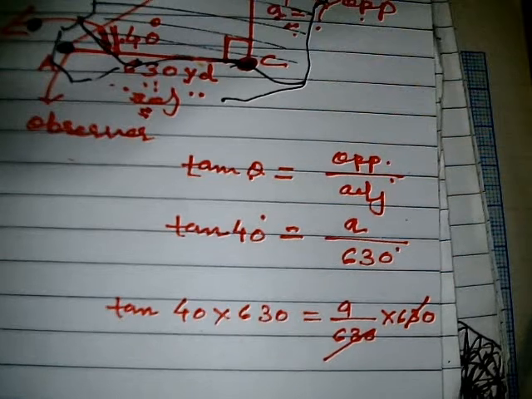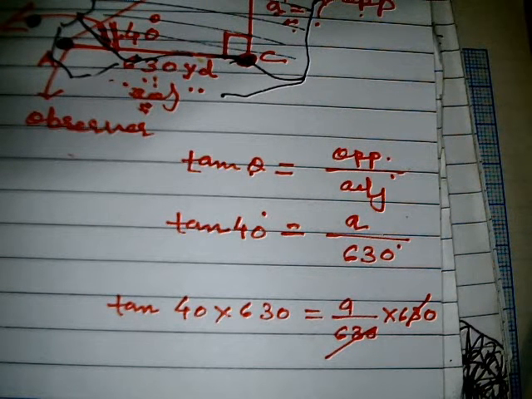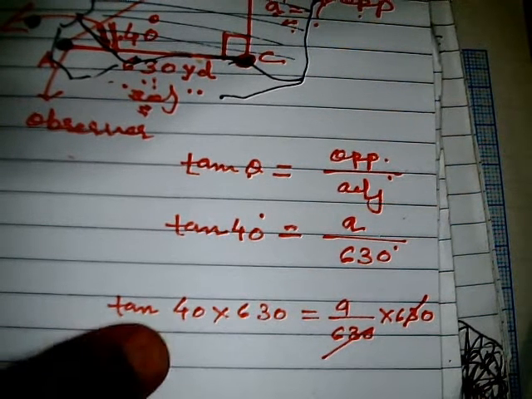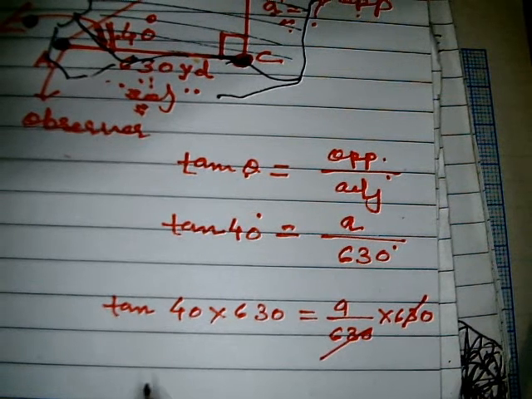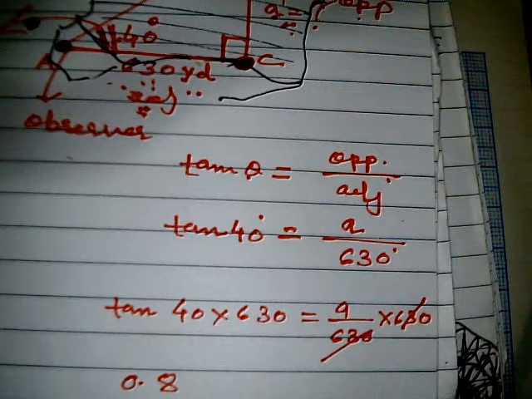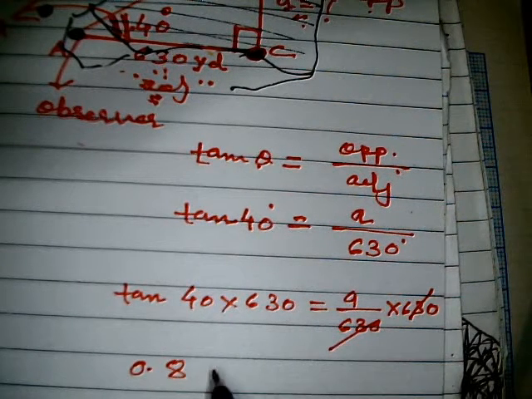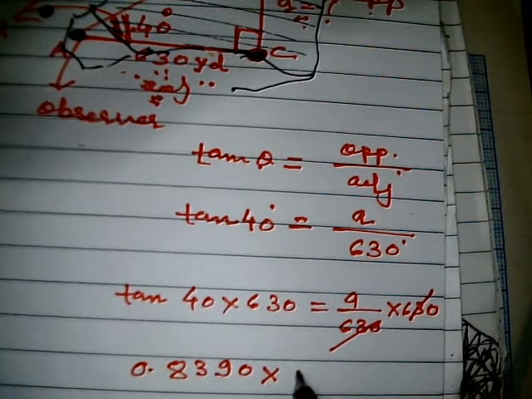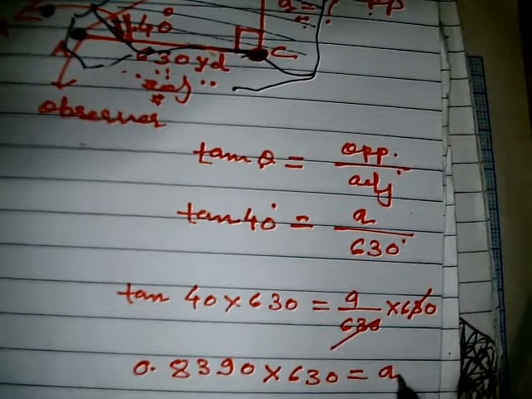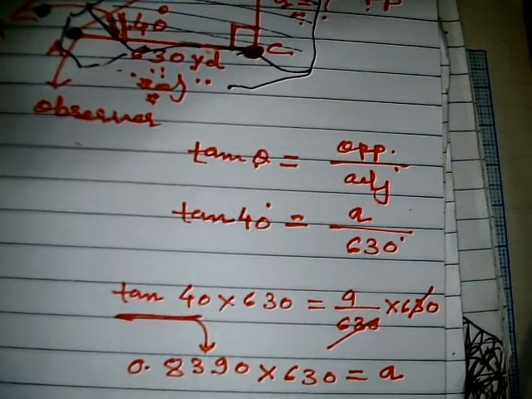If you have the calculator, the value is given in degrees. So first you press 40 and then you press tan. The tan 40 value is 0.8390. I have calculated it; I can't show the calculator because I don't have it with me right now. So 0.8390 multiplied by 630 equals A. I have a calculator on my computer and I can show you that.